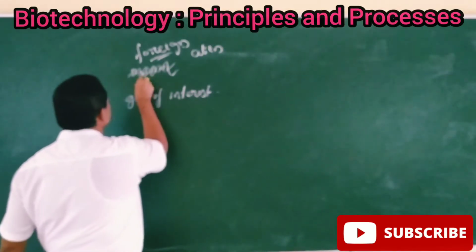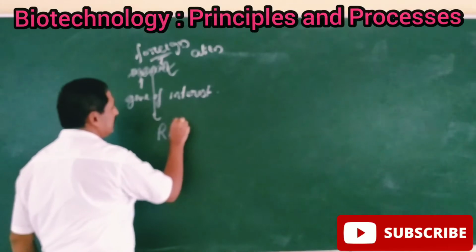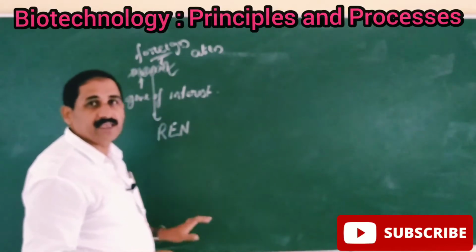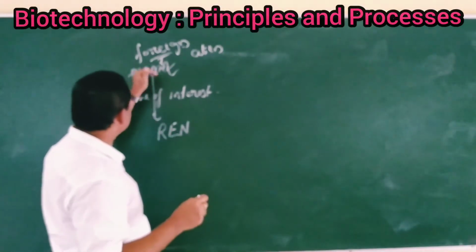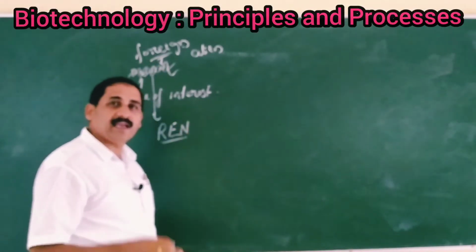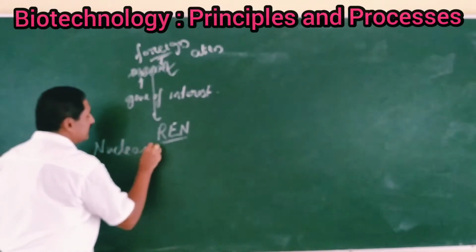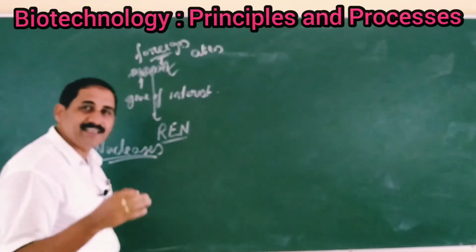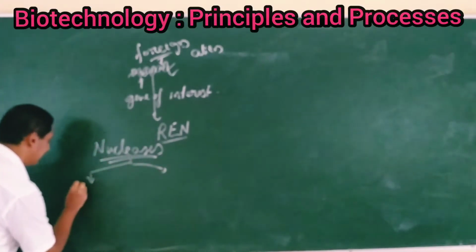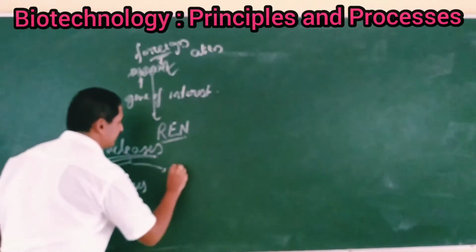We have to cut the target gene by using REN, restriction endonucleases, to cleave a small fragment, a small portion of DNA. So this is the target gene, the target DNA. A large group of enzymes called nucleases are used to cut the double-stranded DNA. In these nucleases, we can see two types, the exonucleases and endonucleases.